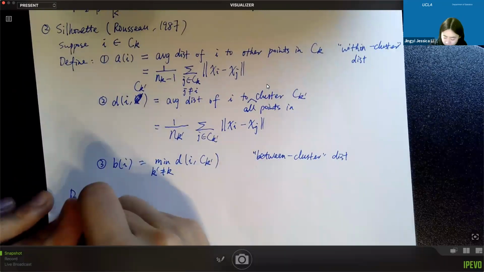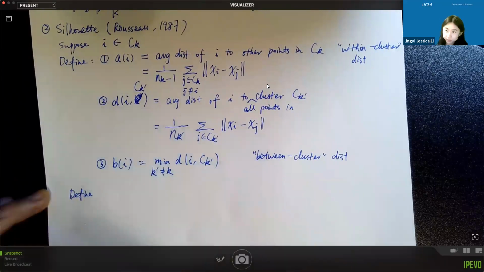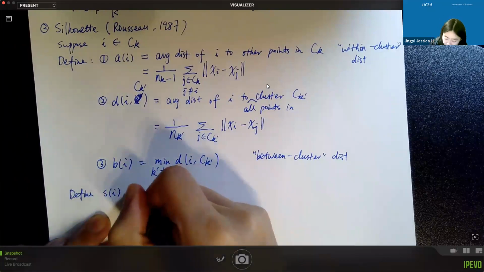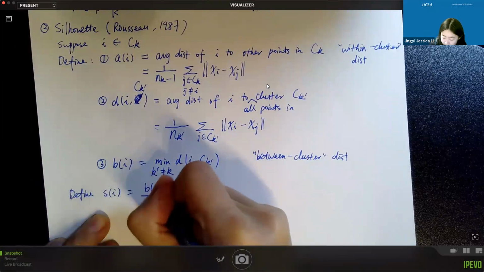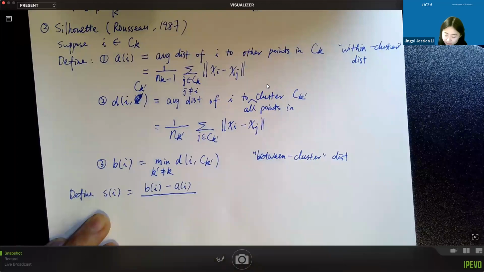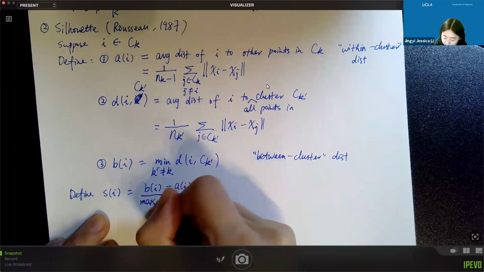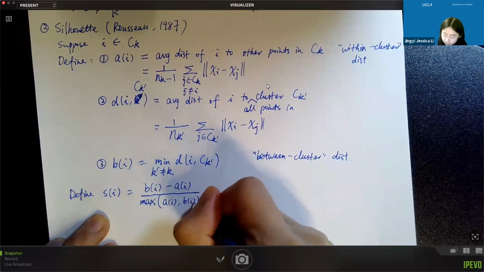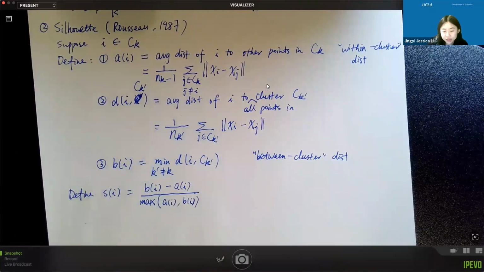We define the silhouette of data point I, so it's a per data point measure, as BI minus AI divided by the maximum of AI and BI, right? This definition has a nice property. You can see its sign will carry information. If BI is greater than AI, which it should be for good clustering, then this SI will be positive. Otherwise, it will be negative.